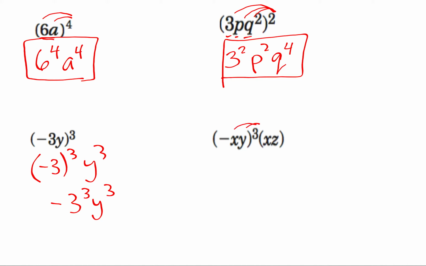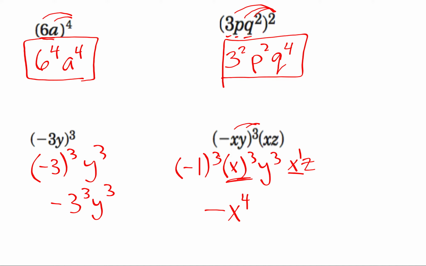Okay, this next one, those need to be distributed. This is (negative x) cubed y cubed, and then x and z. (Negative x) cubed is going to be negative times negative times negative. I guess this is (negative 1) cubed. Let me separate that out. (Negative 1) cubed times x cubed. (Negative 1) cubed is just negative 1. X cubed times x, those are powers with the same base. It's x to the fourth, 3 plus 1. Y cubed and z, and that would end up being the answer here.